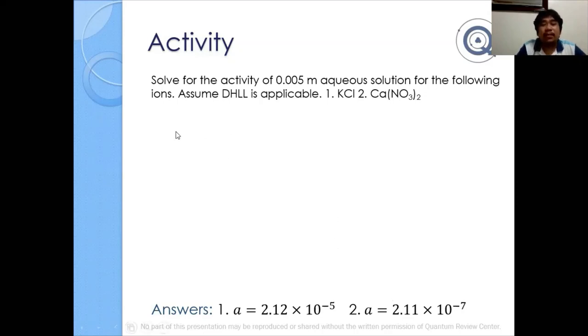Okay? So, sana mapalabas nyo yung 2. And guys, yun na. That's it for the non-ideal solutions.